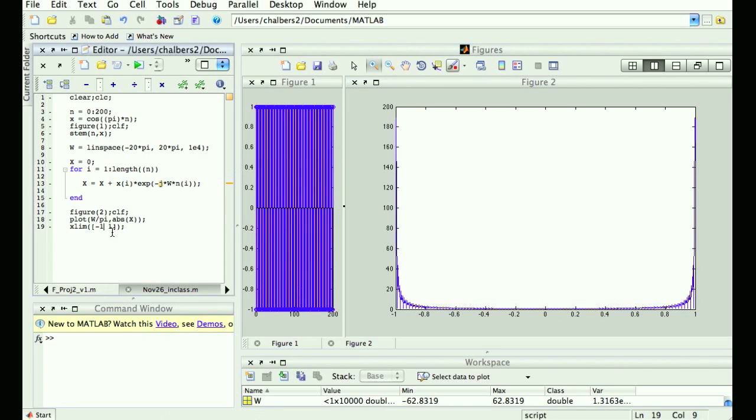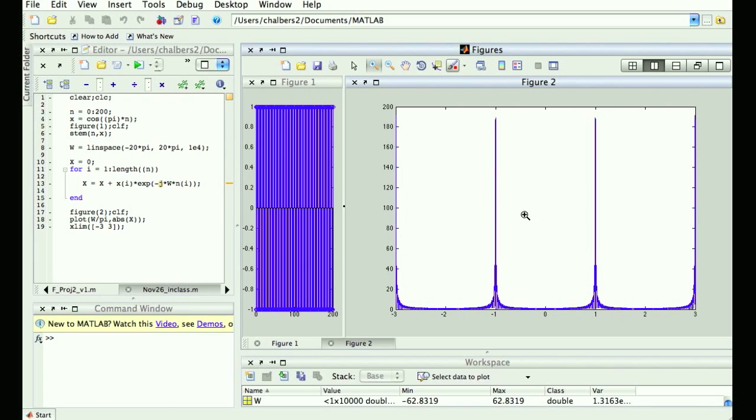Does what I'm looking at make sense? Absolutely, right? Here's your 0, the center point. The signal itself is at plus or minus pi. And then it repeats every 2 pi, so then you get your 3 pi.